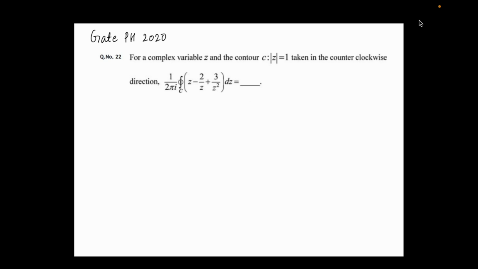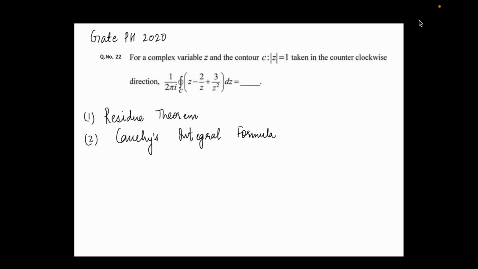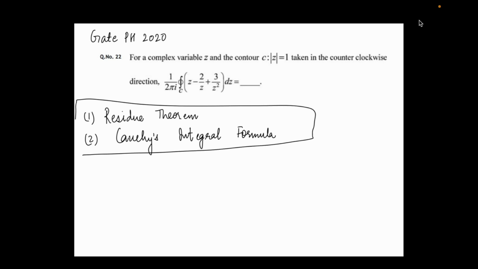Now the contour over which you have to integrate this function is mentioned, and you have to find the value of this integration divided by 2 pi i. So whenever you see a form like this, there are two things which should come to your mind. First is the residue theorem, and the second is Cauchy's integral formula, because if you see carefully, this is the form related to that. So I will tell you how to tackle this problem using both of these ways.